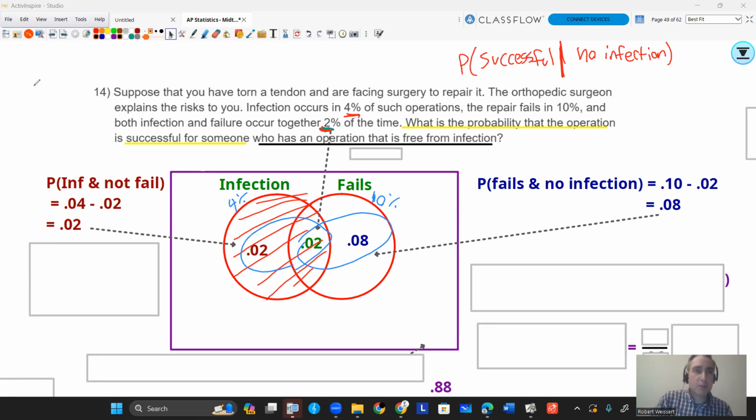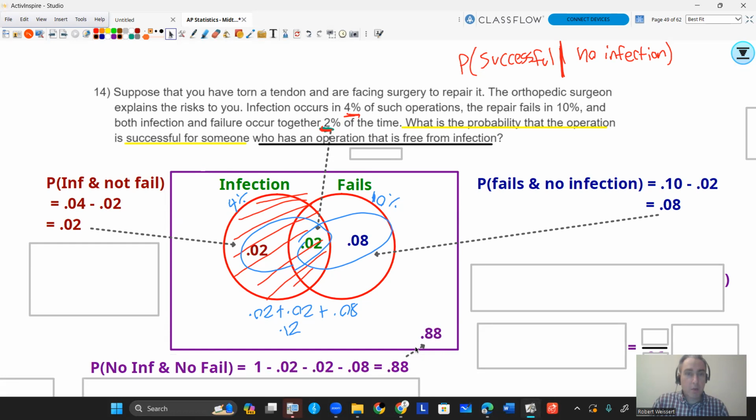Well, that leaves you with some stuff left over. If you add these three numbers, you're going to get 0.02 plus 0.02 plus 0.08. Well, there's got to be some leftover, because that's only 12%. So there's going to be 88% that fall into neither of these categories. That math is just going to be 1 minus 0.02 minus 0.02 minus 0.08 to get you that 88%. So there's your Venn diagram.